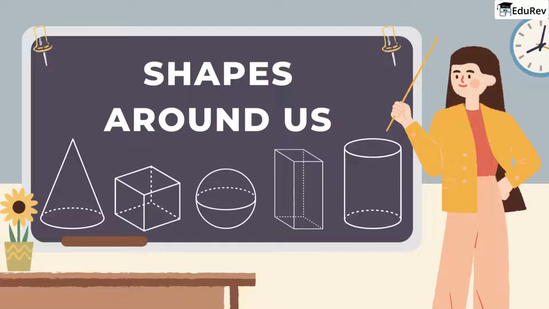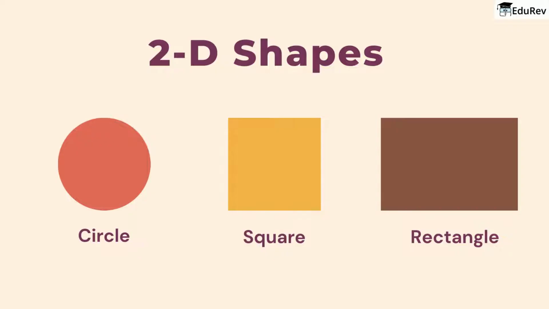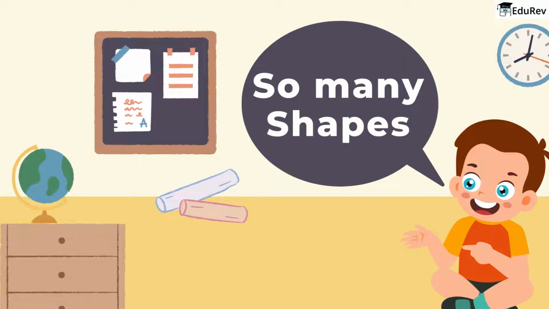Hello students. Today we are going to study about shapes around us. This video is about shapes. We have learnt about some shapes in class 1, like circle, square, rectangle, etc. All these are called 2D shapes. But there are many other shapes around us as well.